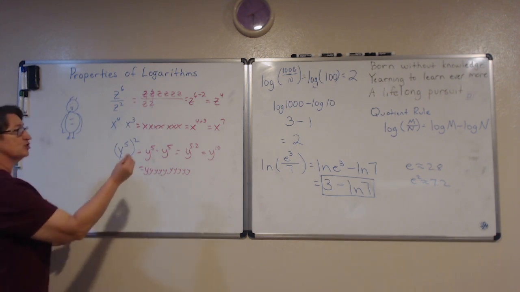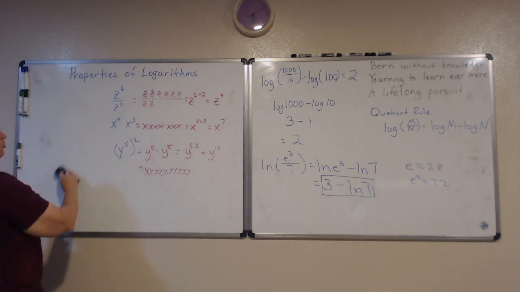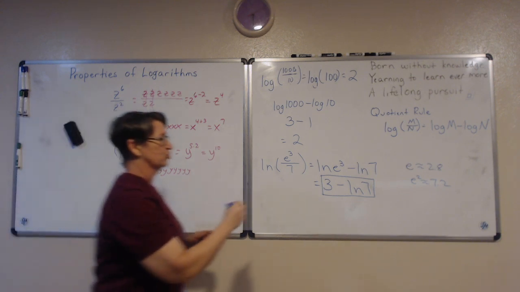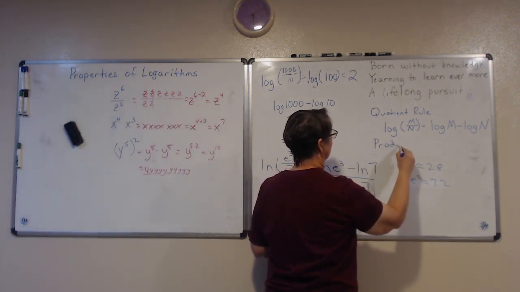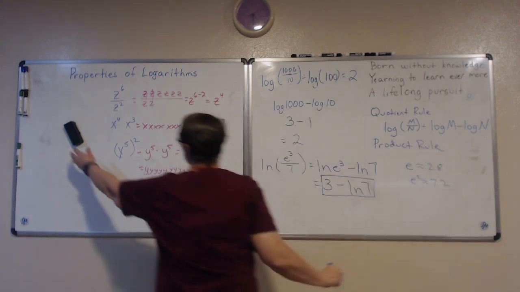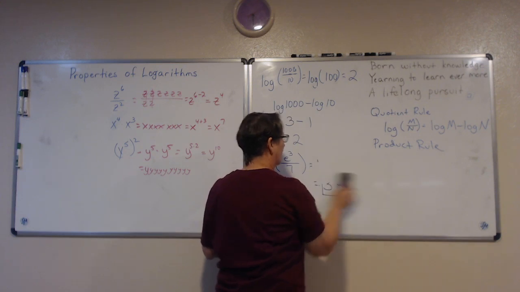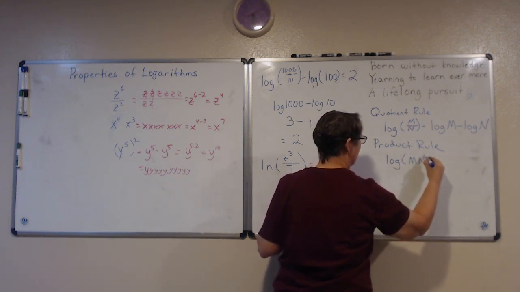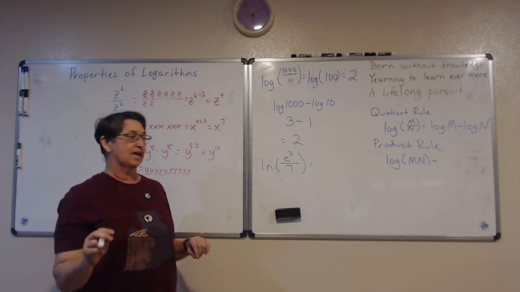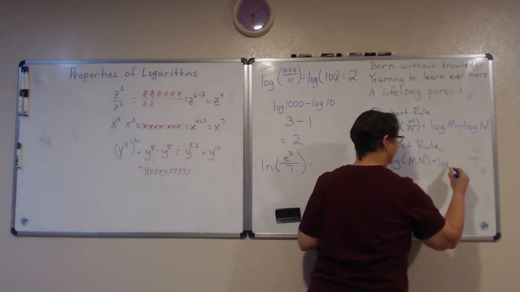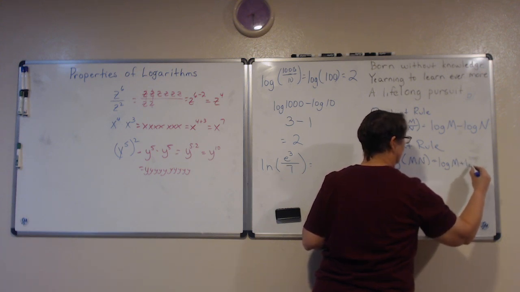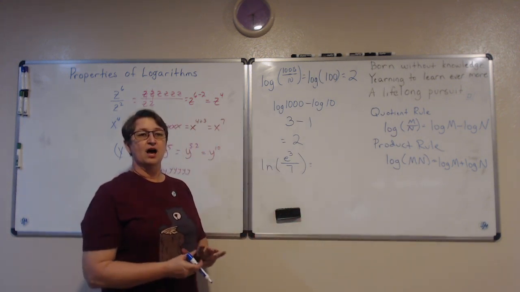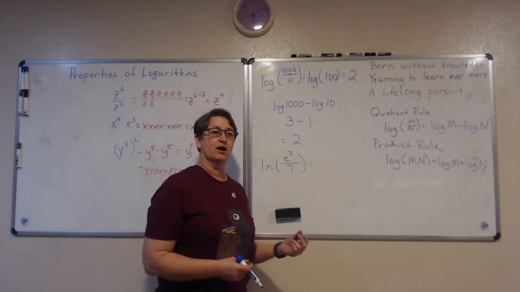All right, so there's the quotient rule. Let me show you another rule. Let's do next the product rule. I'll write it over here too. The product rule says that when I have some log where inside my argument you have two things multiplying together, we're going to take the log of the first one and add it to the log of the second one. So there's the product rule.